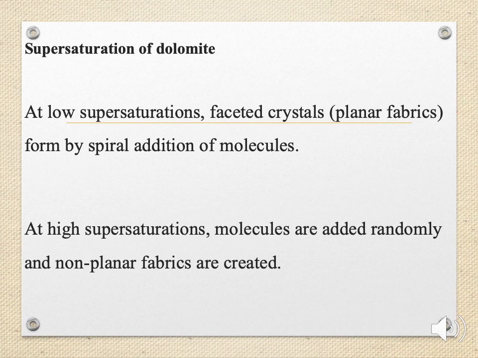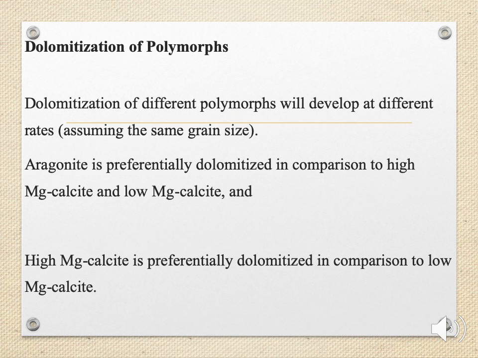Supersaturation of dolomite. At low supersaturation, faceted crystals or planar fabrics form by spiral addition of molecules. At high supersaturations, molecules are added randomly and non-planar fabrics are created. Now that's quite interesting. So the fabrics can tell us something about the environment.